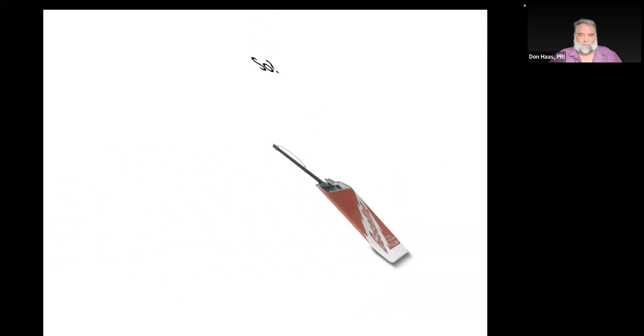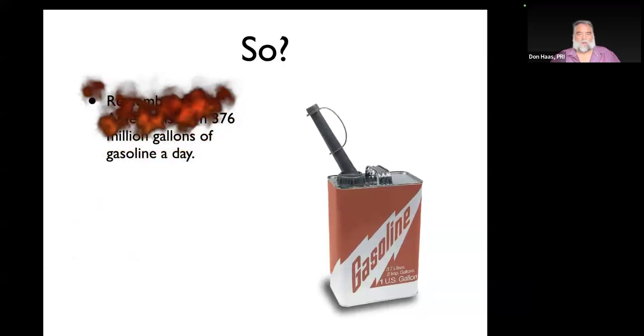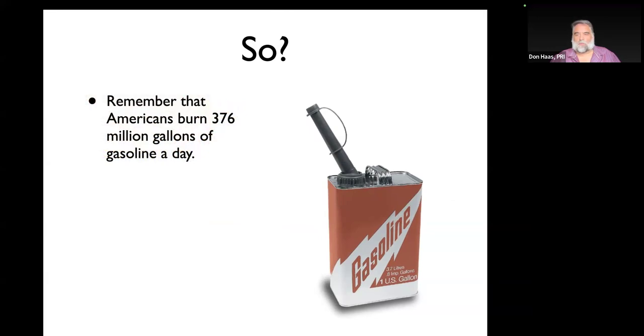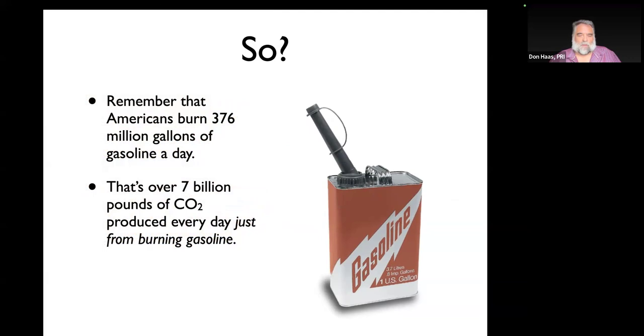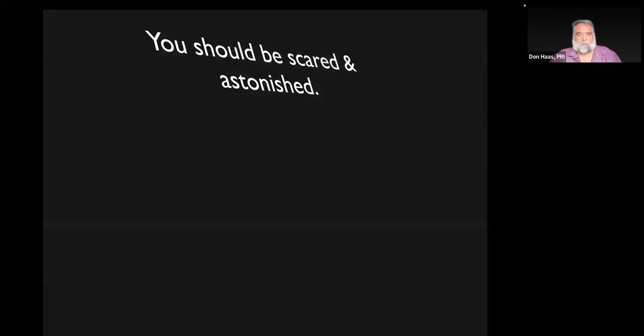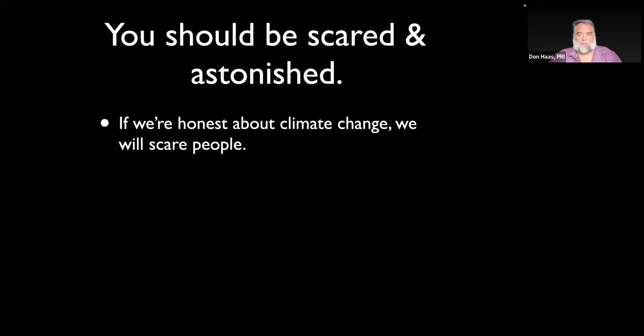And that's just a quarter of US emissions. Liquid transportation fuels are almost all gasoline, but there's also jet fuel and diesel in there. So if we look at that 376 million gallons of gasoline, that's over 7 billion pounds of CO2 every day just from burning gasoline. And again, that's just about a quarter of US emissions. And that should make you say, wow. And you should be scared and astonished.